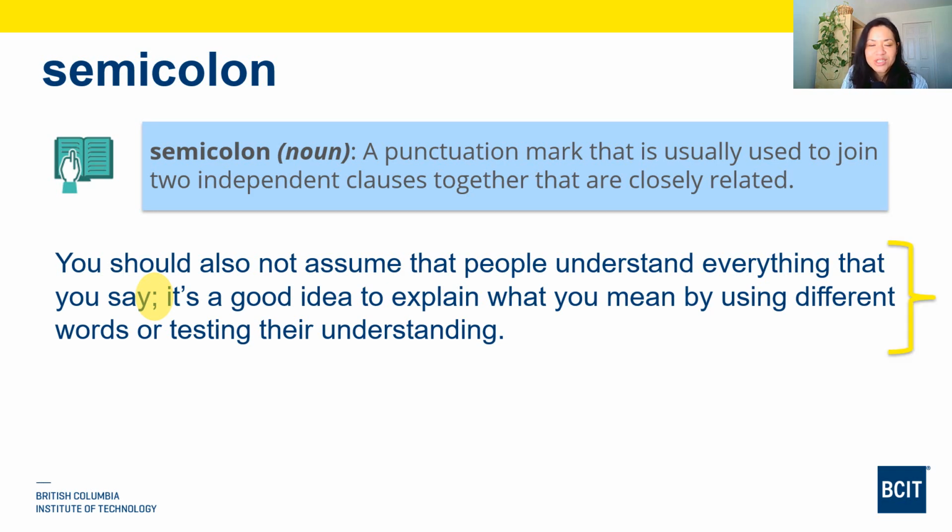Here, there is a close relationship between not assuming people understand you and how you can manage that. Again, though, especially in technical writing, this is one of the ways of joining sentences that is the least precise because we don't know the relationship between the two sentences.